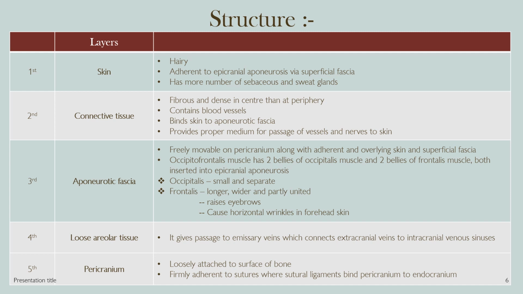Loose areolar tissue gives passage to emissary veins, which connect extracranial veins to intracranial venous sinuses. And the last layer, the pericranium, is loosely attached to the surface of bone and firmly adherent to sutures, where sutural ligaments bind pericranium to endocranium. So this is all about the structure of the scalp layers.